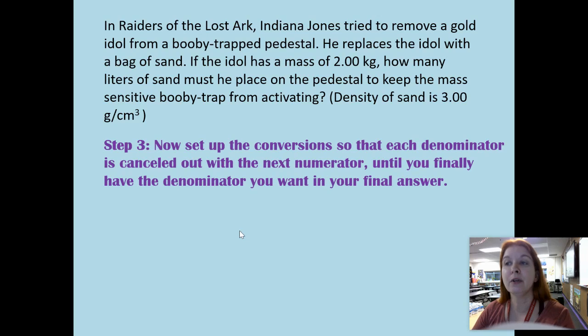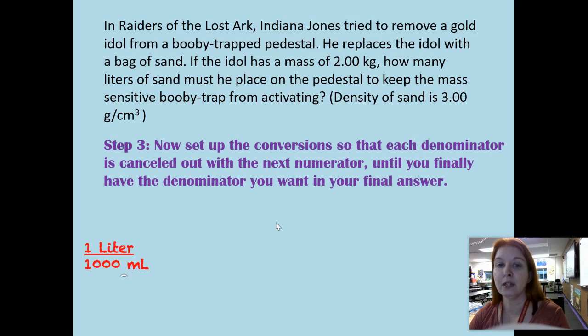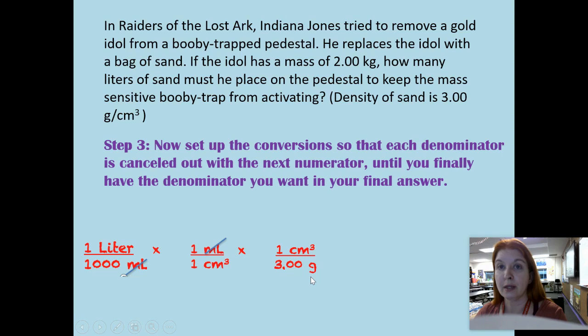Now you're going to set up the conversion so that each denominator is canceled out with the next numerator until you finally have the denominator that you want in your final answer. So we have 1 liter is 1,000 milliliters. We know that 1 milliliter is the same as 1 cubic centimeter. So look, milliliters cancel out, one thing gone. We know that 1 cubic centimeter is 3, look, they tell us right here, 3 grams.